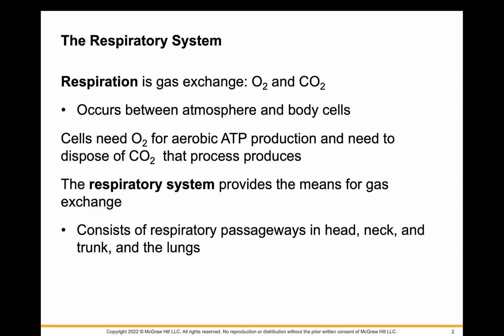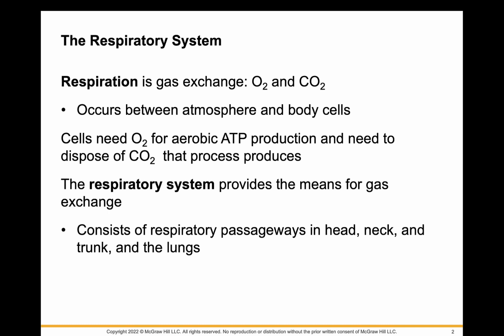Now, when we talk about gas exchange, it's going to occur in two different places. We're going to look at the exchange between the atmosphere and the body cells, and this, once again, happens in multiple places, which will be addressed in much greater detail in the next series of screencasts focusing on respiratory physiology. Now, the need for oxygen basically is for the aerobic production of ATP. And remember that one of the byproducts of the production of ATP is carbon dioxide that we need to get rid of.